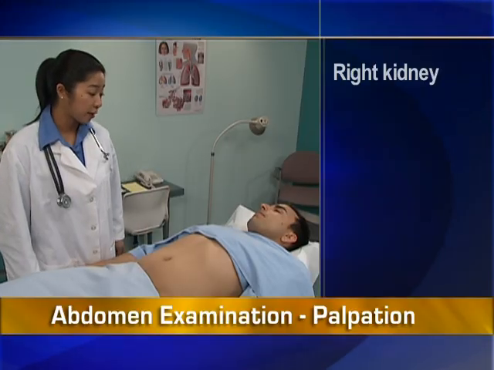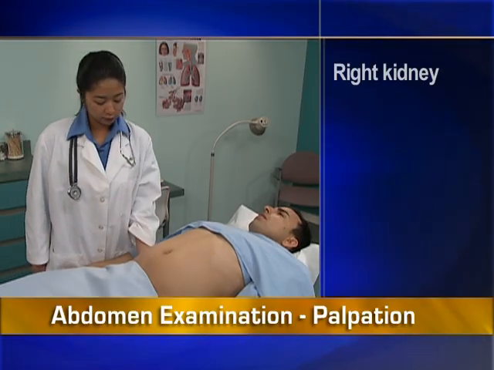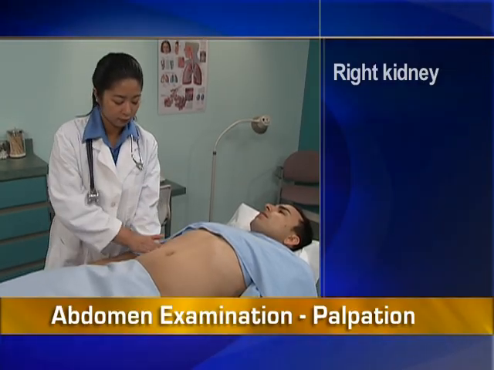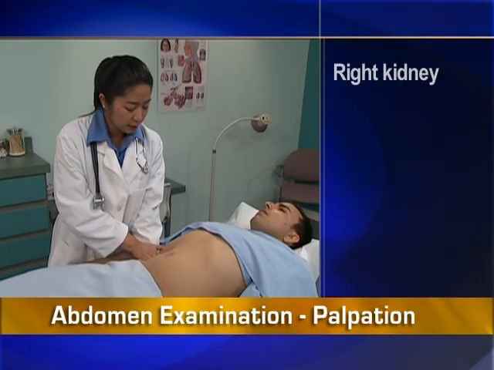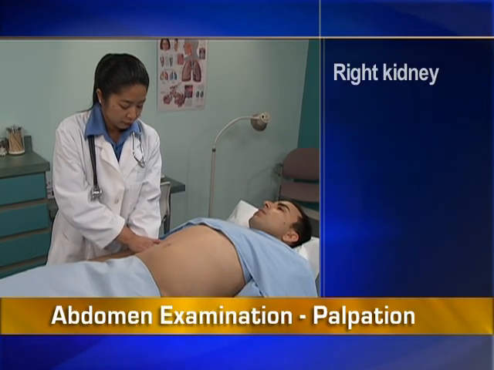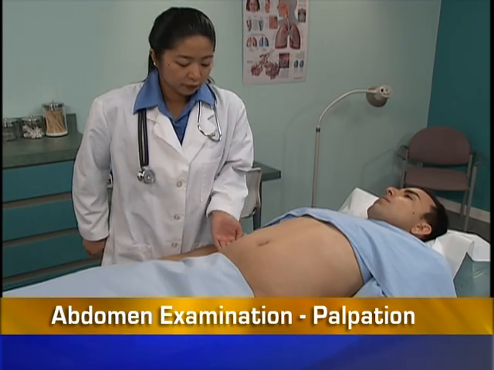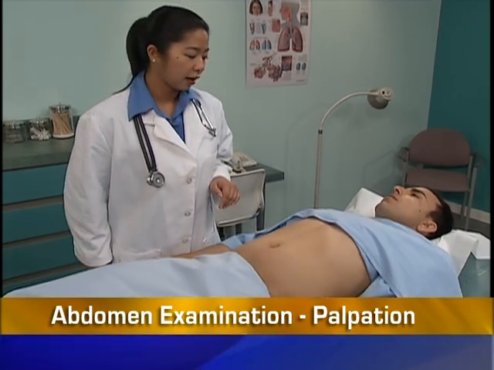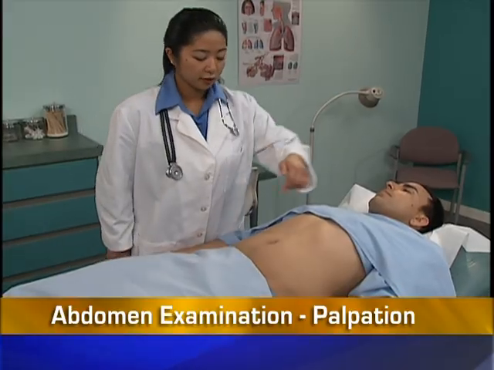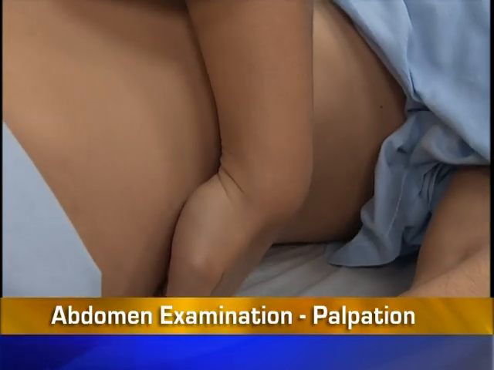Next, I'm going to examine your kidneys. For the right kidney, put your hands in a duckbill position at the right flank. Take a deep breath. As you press your hands together firmly, ask the person to inhale deeply. In most people, you will feel no change, or you may feel the bottom of the right kidney as a round, smooth mass.